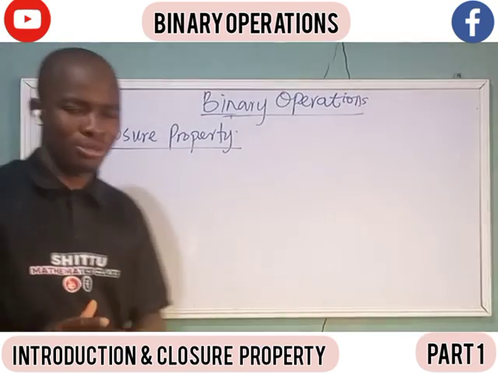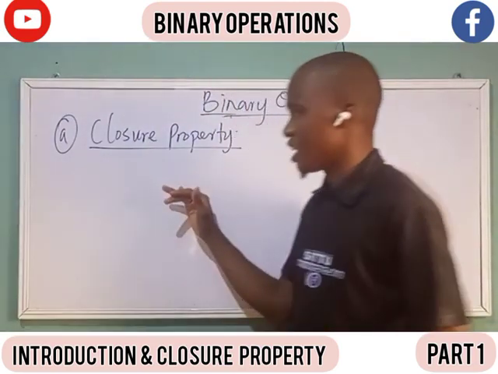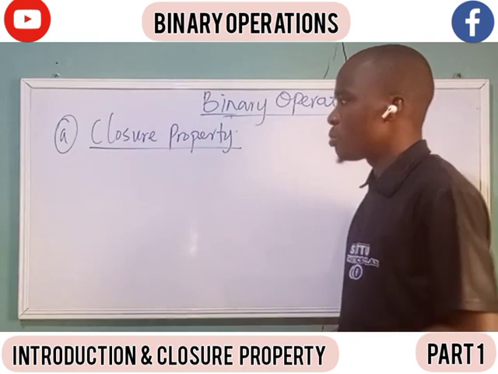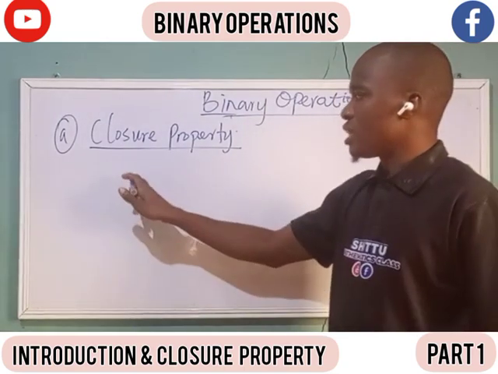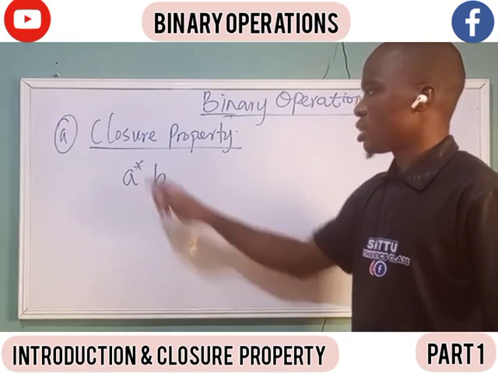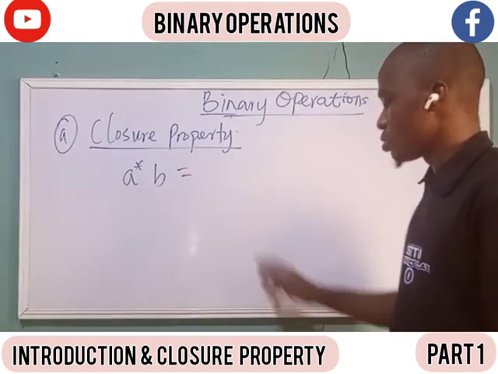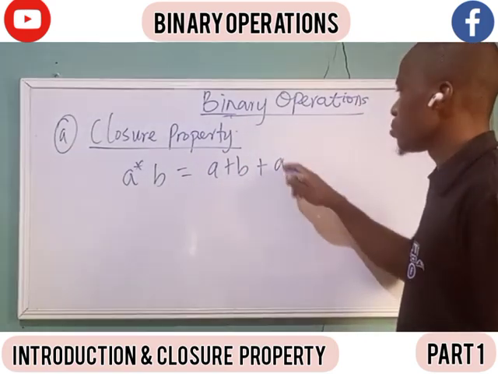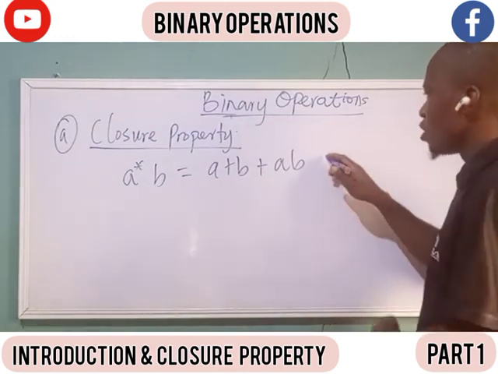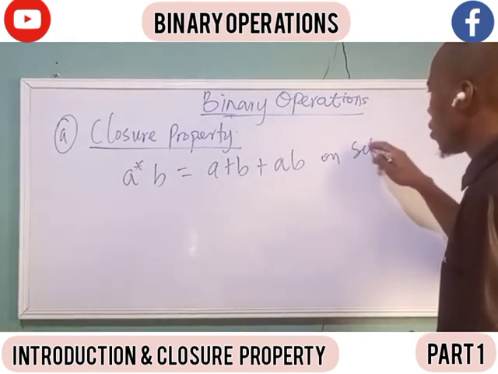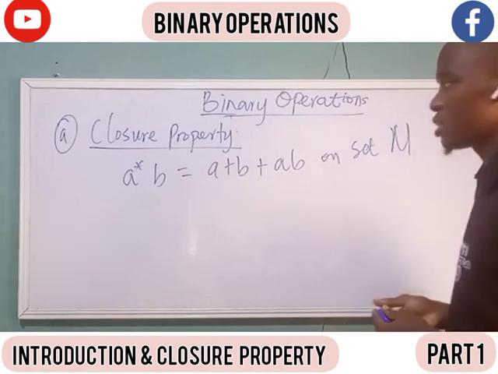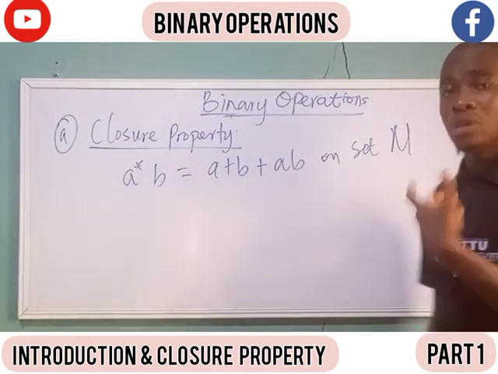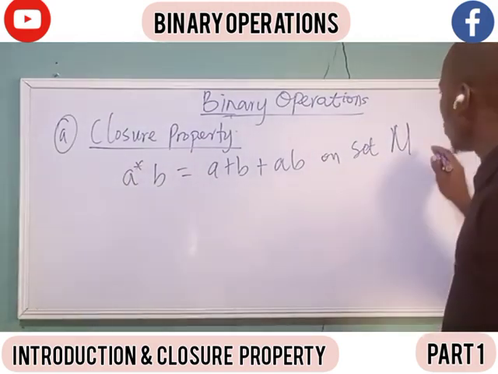So now under this closure property, I've actually explained this earlier in the brief introduction I did. Closure property is just that if you are given an operation like this, a asterisk b equals a plus b plus ab, something like this, applied on a set of natural numbers. And don't forget that I told you that the set of natural numbers is the counting numbers.